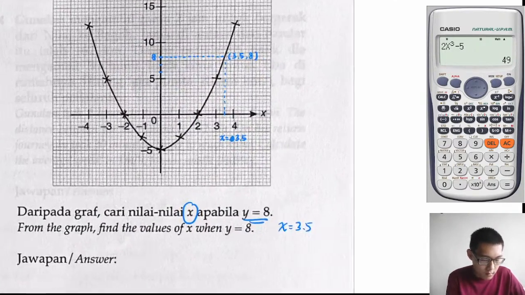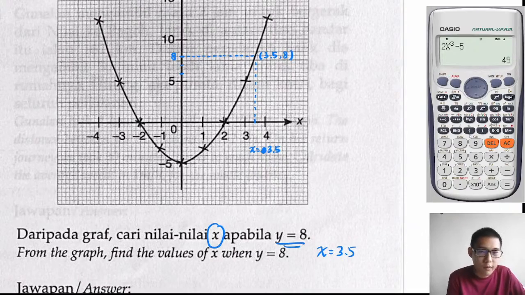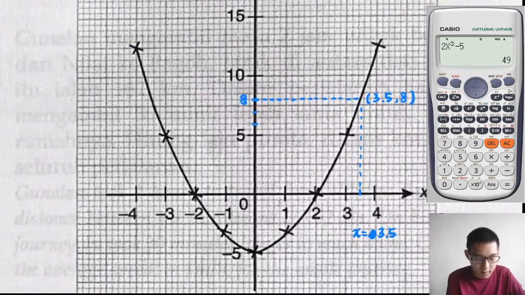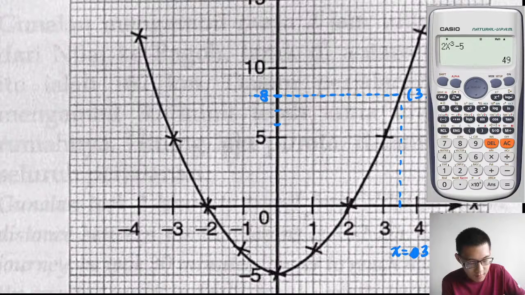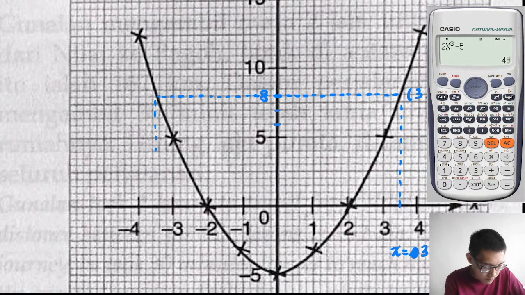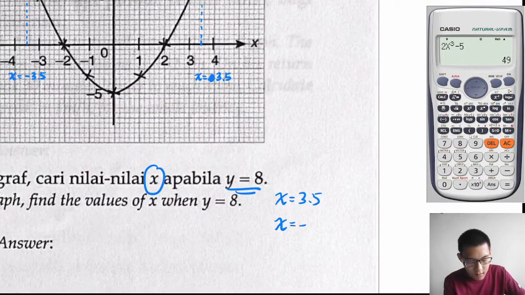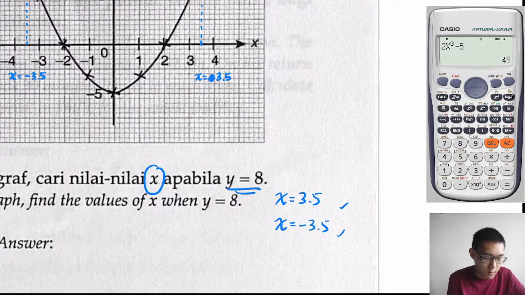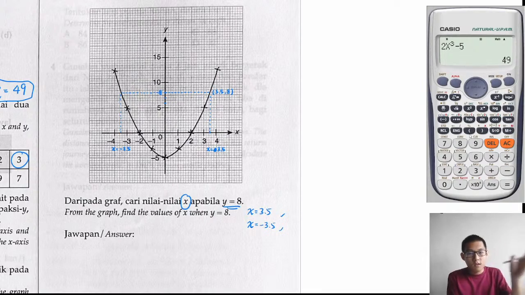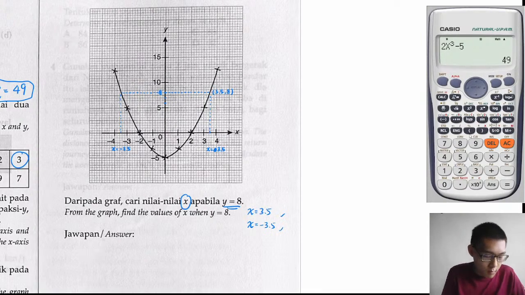Is it only one answer? You can look back, because sometimes we have two answers. For example, for the left hand side we also have another answer here. So don't just give one answer only. See, also we have one. So you can get x equal to negative 3.5 also. Actually we have two answers, negative 3.5 and 3.5. So don't just give one answer.